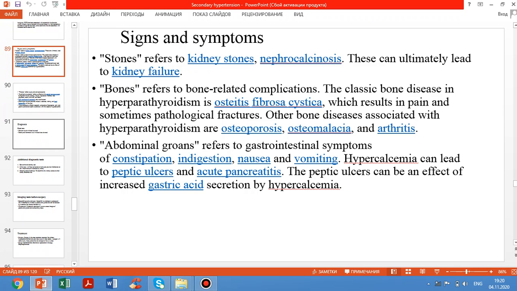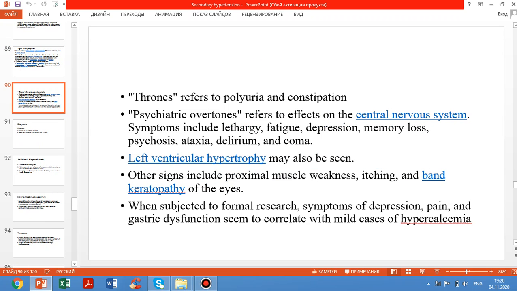Abdominal groans refer to gastrointestinal symptoms of constipation, indigestion, nausea and vomiting. Hypercalcemia can lead to peptic ulcers and acute pancreatitis. The peptic ulcers can be an effect of increased gastric acid secretion caused by hypercalcemia. Moans refer to polyuria and constipation.